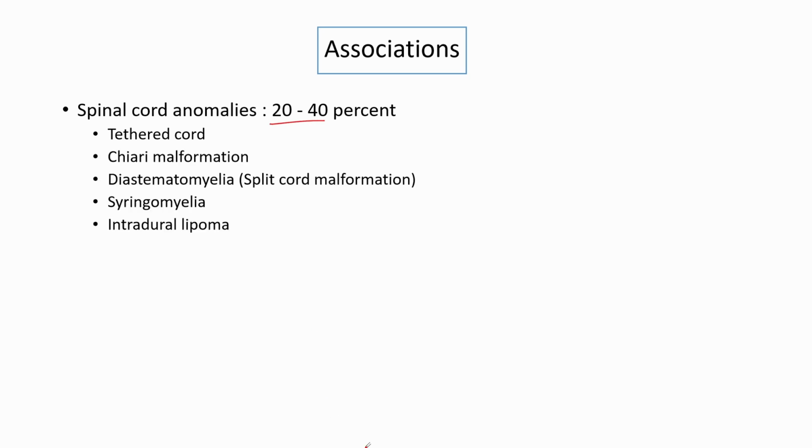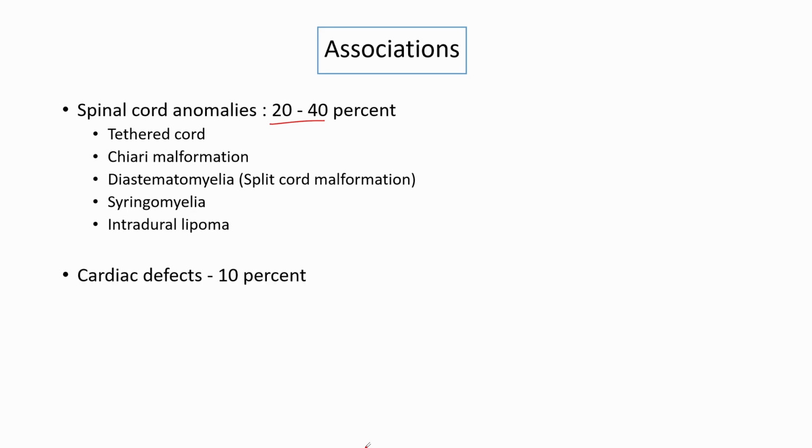Now coming to the associations of congenital scoliosis. Spinal cord anomalies are associated with around 20 to 40% of these cases. What are the common spinal cord anomalies associated? They are tethered cord syndrome, Chiari malformation, diastematomyelia or split cord malformation, syringomyelia, and intradural lipoma.